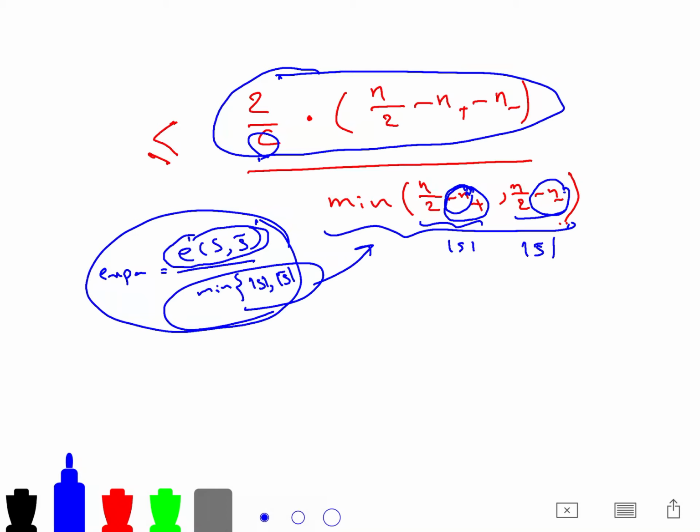Note that if the max flow has value n over 2 minus v, then n plus and n minus is greater than that v that we reduced. So you can see the paper is very easy to understand. And the final proof, theorem 2.1, is the heart of this article.